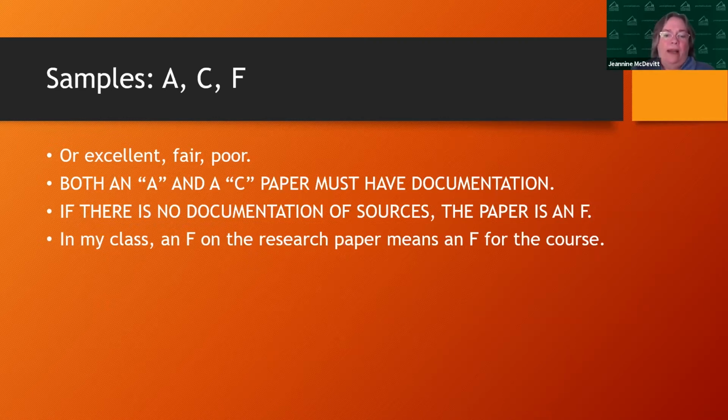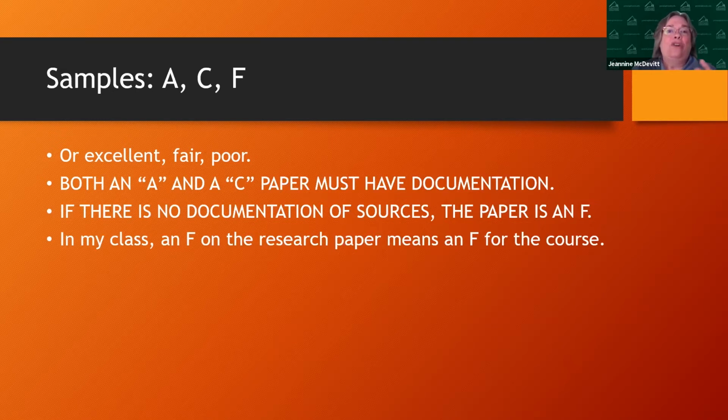For example, I do occasionally receive a paper that's marked as an A paper that doesn't have any documentation. I'm sorry, if there's no documentation, that's not an A. It's not even a C, okay? Even if it should have some documentation in it. If there's none at all, that paper is an F. It's not a C paper. A research paper that doesn't document any of the research, that's not a passing grade.